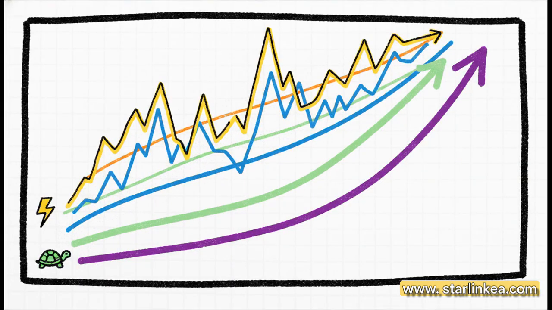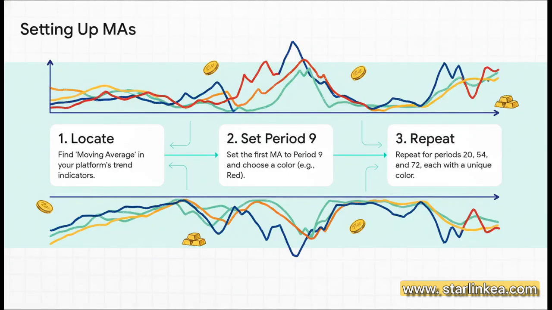Now, according to the source material for this whole breakdown, there's a really powerful combination of settings that works especially well for gold. We're going to use 4 different periods, a 9, a 20, a 54, and a 72. This specific mix is designed to capture the unique rhythm of the gold market, giving you a complete picture from the superfast trend to the long-term one, all on a single chart. And don't worry, setting this up is super easy.